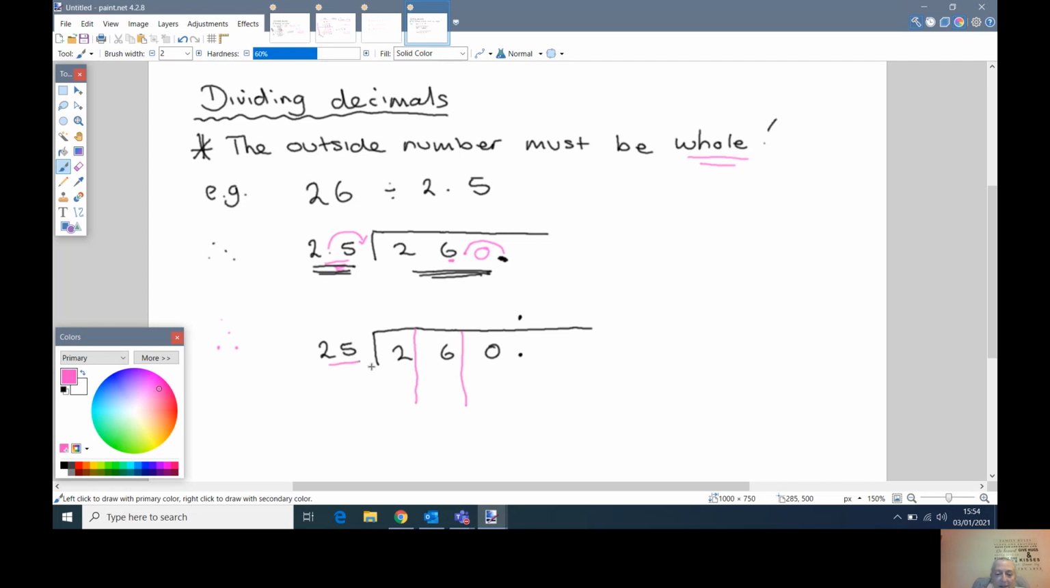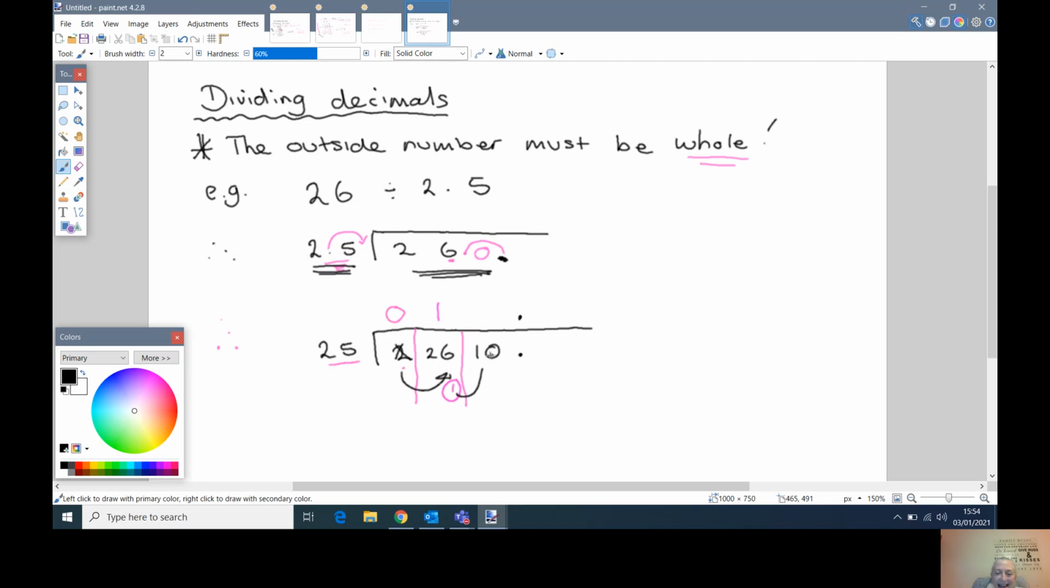Right, 25 into 2. No, I cannot fit 25 people on 2 chairs. No way. So where does that 2 go? Excellent, next door. Always in front. Right, 25 into 26 goes once. 25 times 1, that leaves me 1 though. So where's that 1 going to go? Brilliant. Boing. 1.